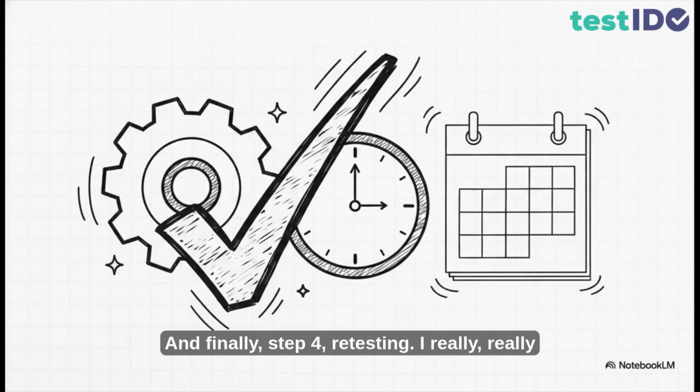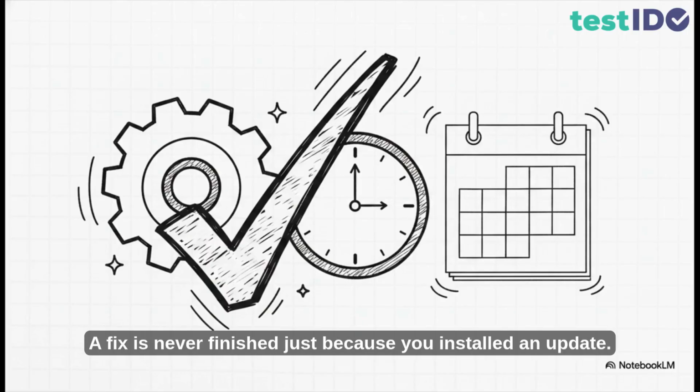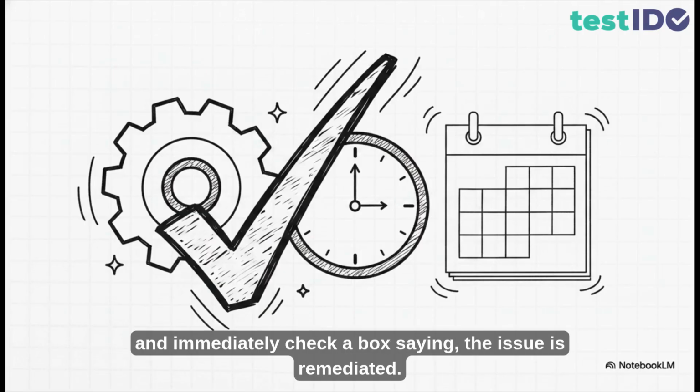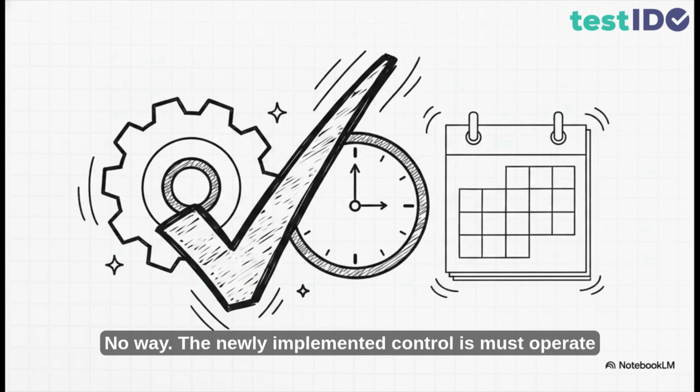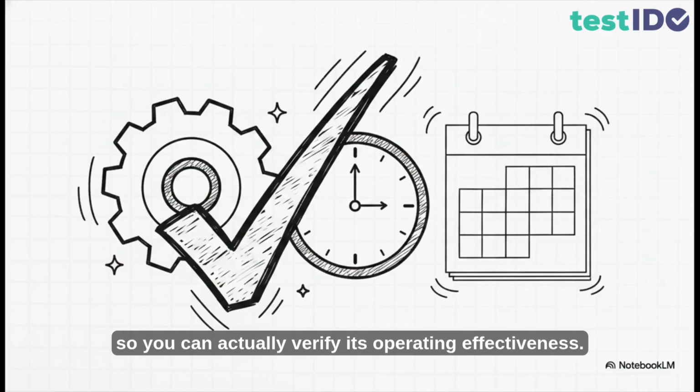I really need to drill this crucial exam trap into your memory right now. A fix is never finished just because you installed an update. You cannot just implement a patch or roll out a new policy and immediately check a box saying the issue is remediated. No way. The newly implemented control must operate for a sufficient period of time. We're talking weeks or months, so you can actually verify its operating effectiveness. You have to prove it works in reality, not just on paper.